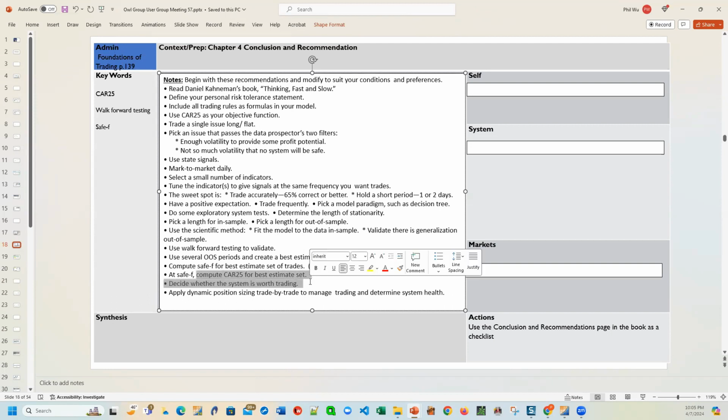And so using safe F for position sizing and then doing the equity curve analysis and then deciding whether the return is worth trading. And then to apply dynamic position sizing.